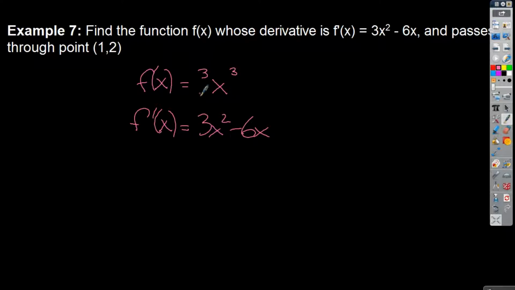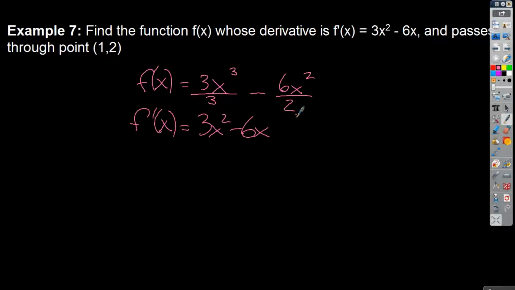So I already had a 3. Let's write it like this. I have to divide by that 3. Because if I brought the power down, I need that 3 to go away. Let's do the same thing here. Minus 6x, I'm increasing the power by 1. And I have to divide by that power. Because normally I would multiply that power, I have to go backwards now and divide by that power.